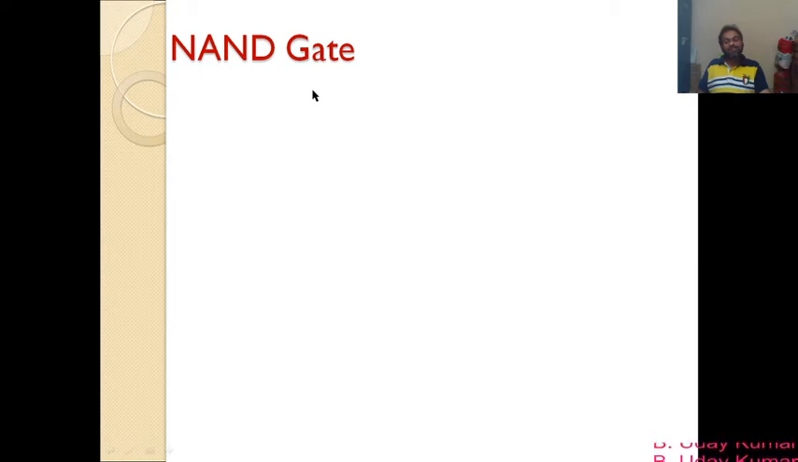So now, let us move on to the first topic of today's video lesson, which is the NAND gate. Now we try to understand what a NAND gate is and how we represent it with a logical circuit diagram, the logical symbol, and then we also try to understand the truth table and all the details regarding the NAND gate in this slide.